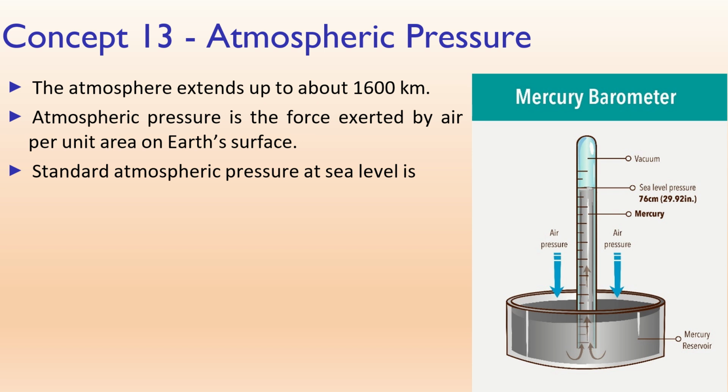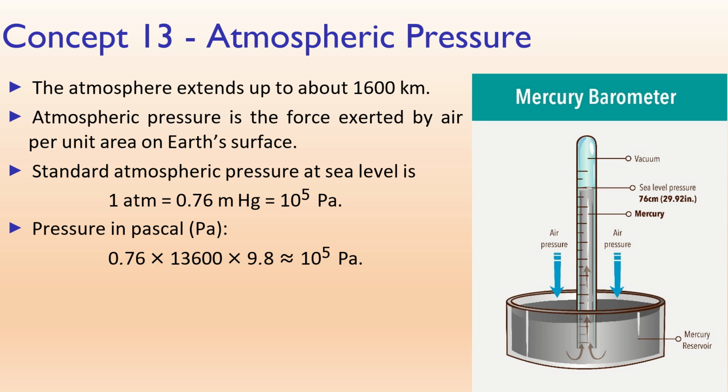And as already we know, the standard atmospheric pressure is always taken at sea level, which is equal to 1 atmosphere (atm), which is equal to 0.76 m of Hg, which is equal to 10 power 5 pascals. Generally, as we discussed, it is measured in pascals. So the value is taken as 10 power 5 pascals, and we can also consider 1 atm as 0.76 into 13,600 into 9.8, which is 10 power 5 pascals.